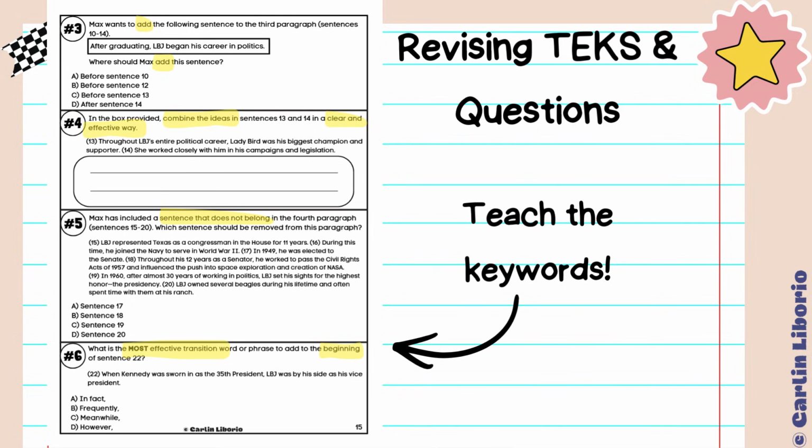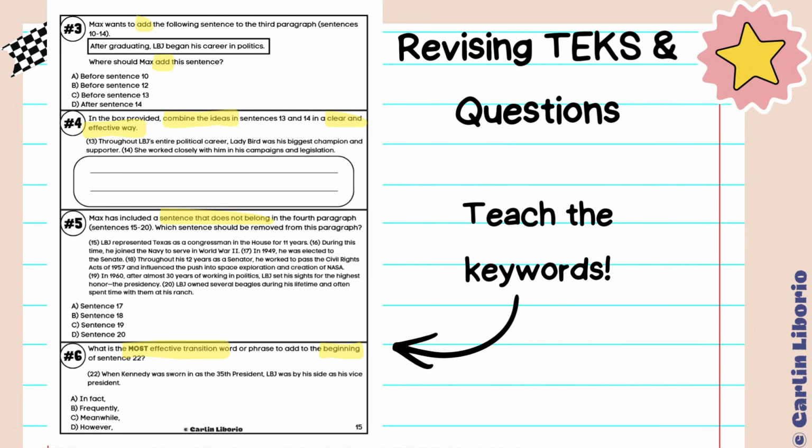What I would highly recommend is using TEKS-aligned revising and editing questions and having students focus on highlighting those keywords and teaching them what some of these keywords mean. For example, add the following sentence to the third paragraph. Where should he add it? That's a typical revising question. In the box provided, combine the ideas in a clear and effective way.